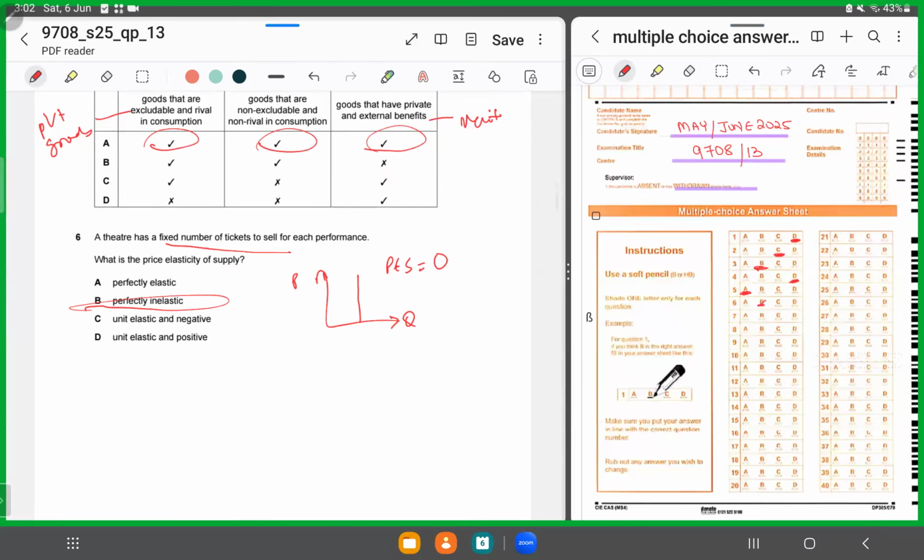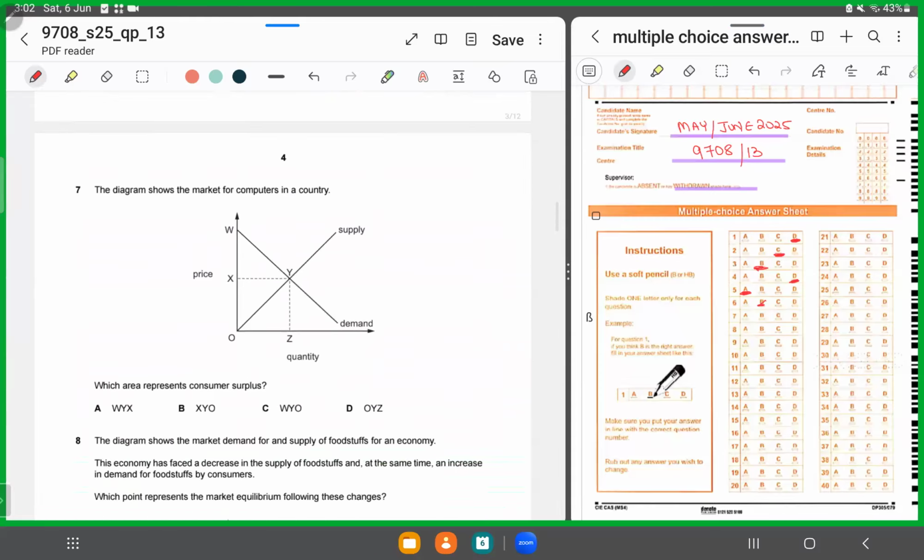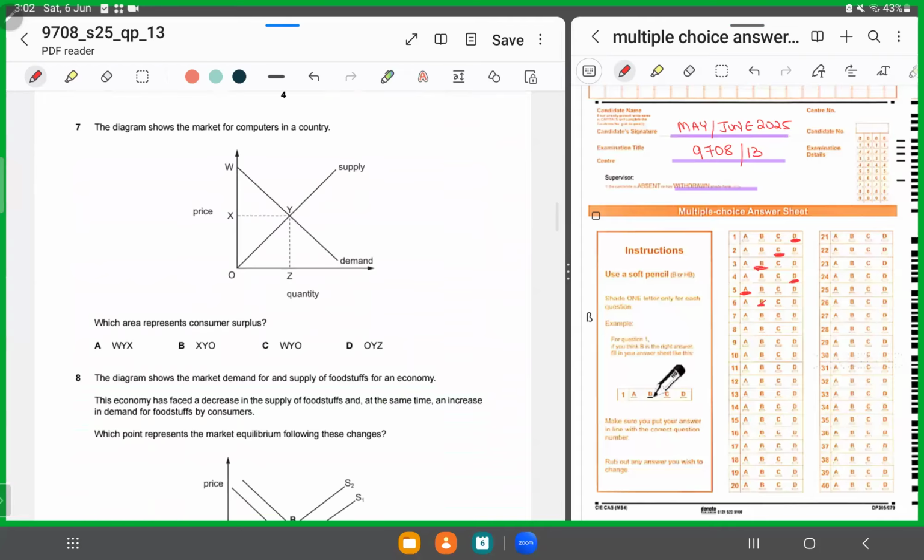Moving forward, MCQ number 7. MCQ number 7 says, it displays the demand and supply curve. It shows the markets for computers in a country. What is the equilibrium position? They're saying which area represents the consumer surplus.